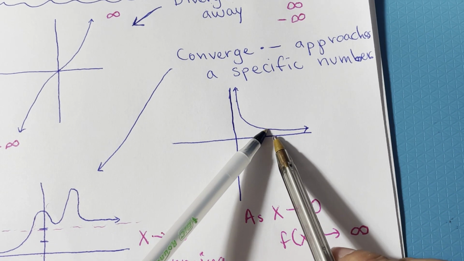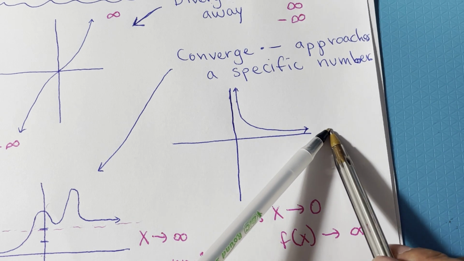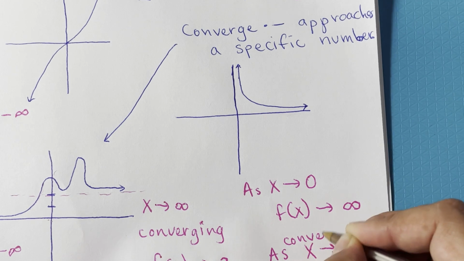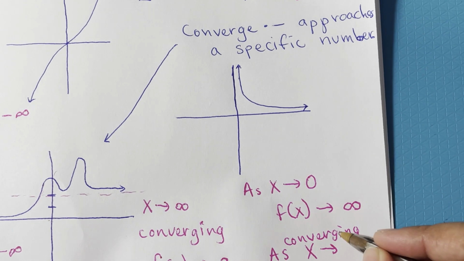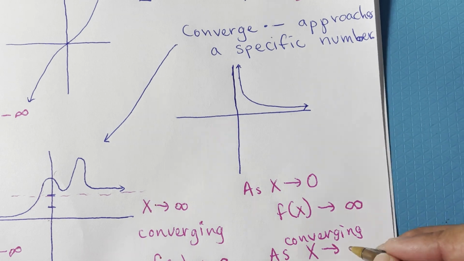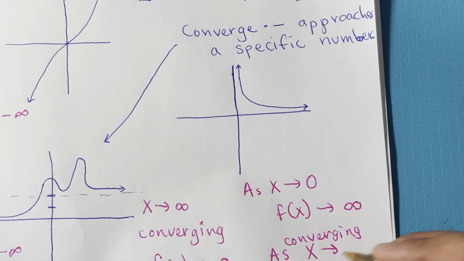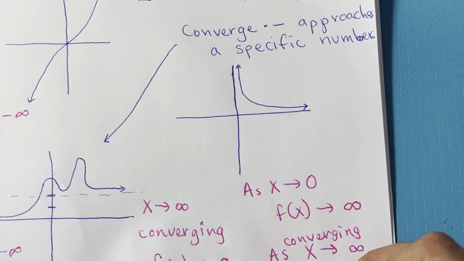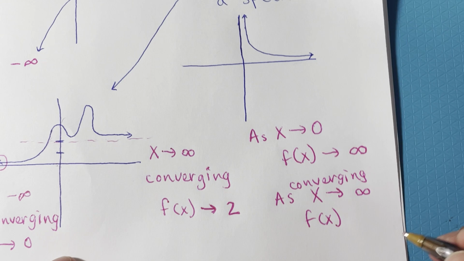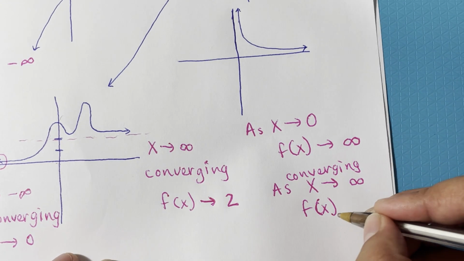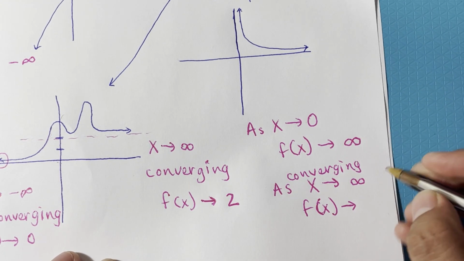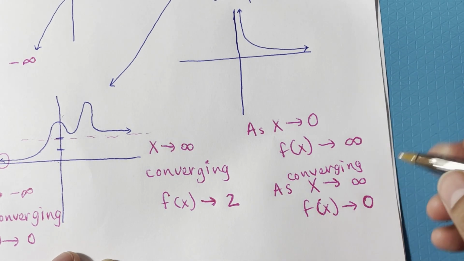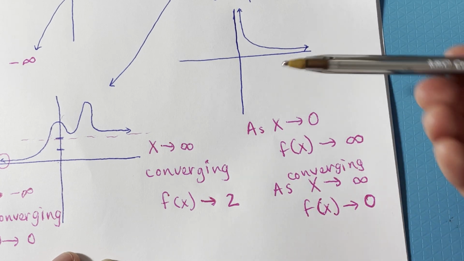So what's happening? It's converging, right? It's converging. And it's approaching. So as x approaches positive infinite, then f of x converges to 0, right? It's converging on this side.